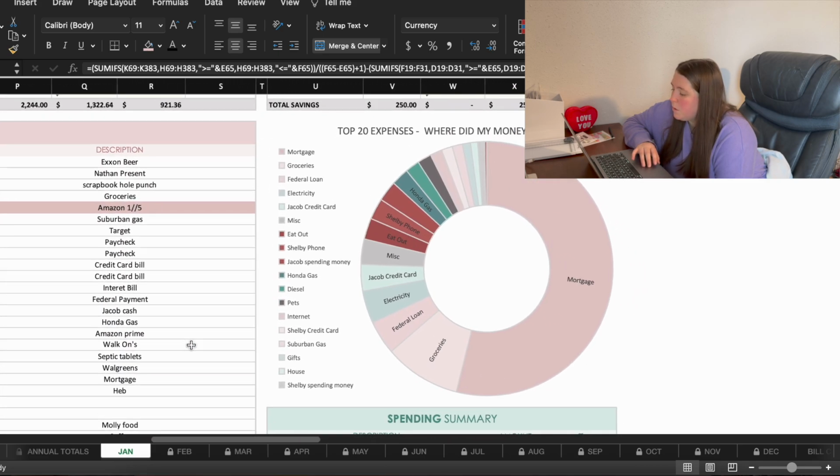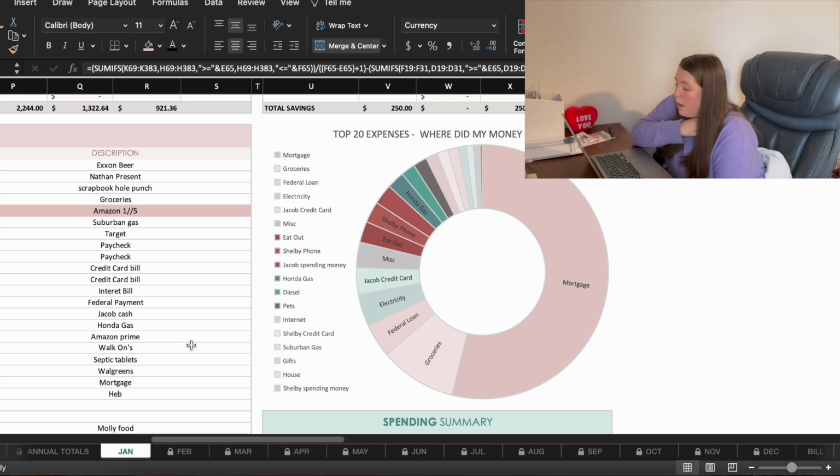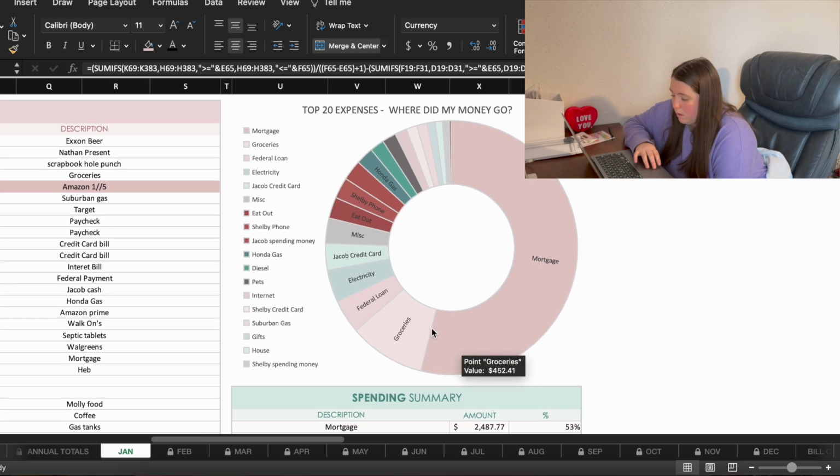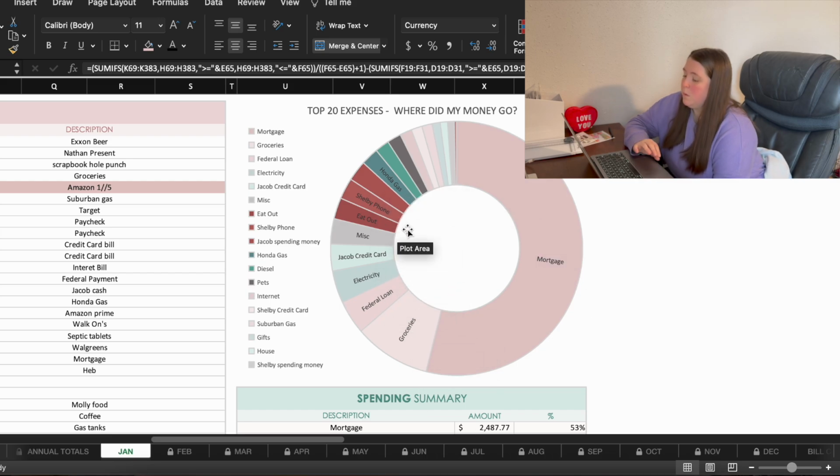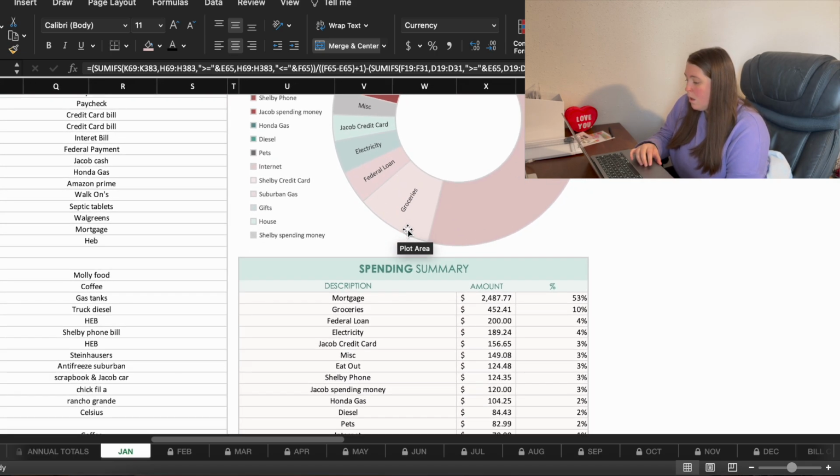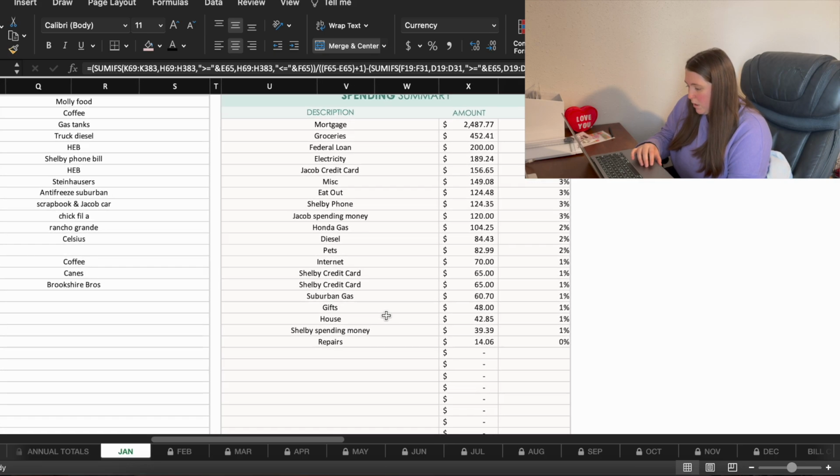Oh, and then this I thought was really cool. It totally breaks out where everything is. So we can see that my mortgage is just the big thing, which, yes, I know. And then it's groceries. And I'm really curious to see what this is going to look like at the end of the month. I think this will be really helpful for us. And I'm going to show it to Jacob so we can make sure we're on the same page with where all of our money is going. I really think I like this. And then this just breaks it out as a percentage.